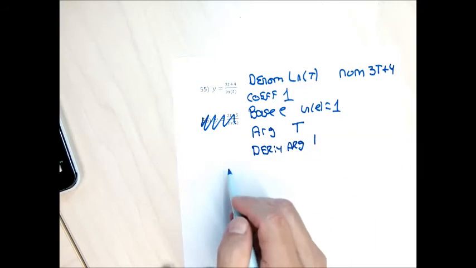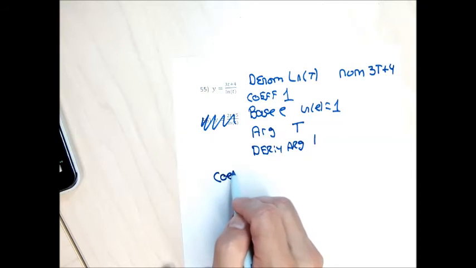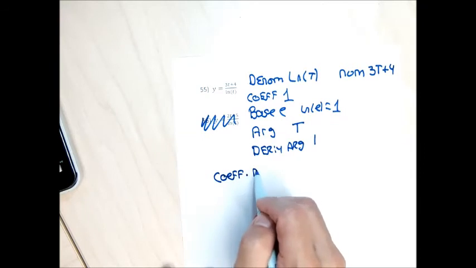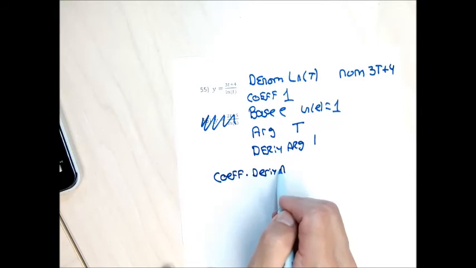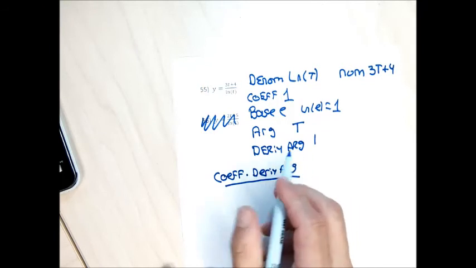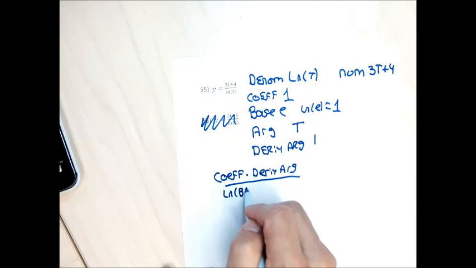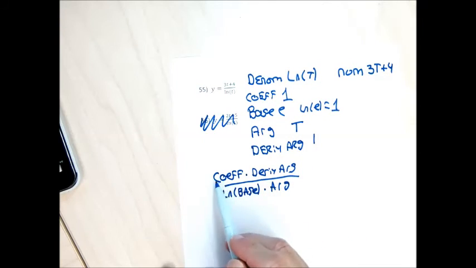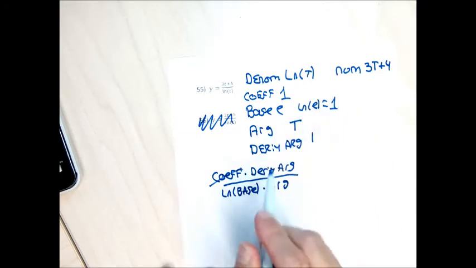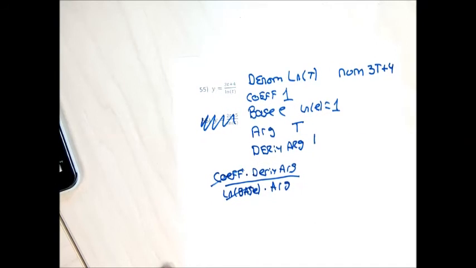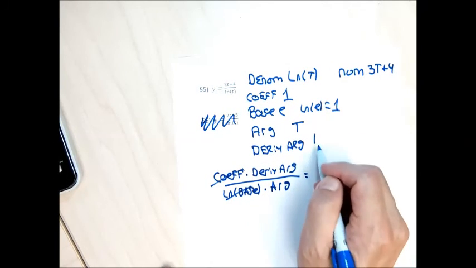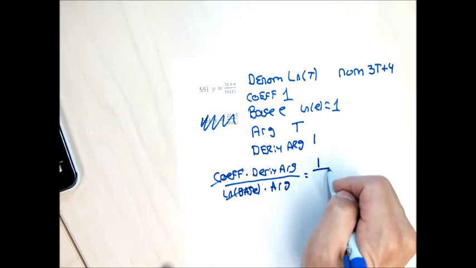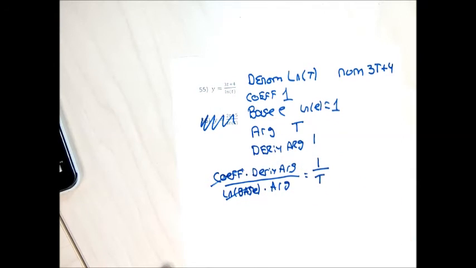If I was doing the derivative properly, I'd go coefficient times derivative of the argument over the natural log of the base times the argument. But the coefficient is 1, doesn't need to be written. Natural log of the base is equal to 1, doesn't need to be written. So I'm just going to write the derivative of the argument, which is 1, over the argument, which is t.